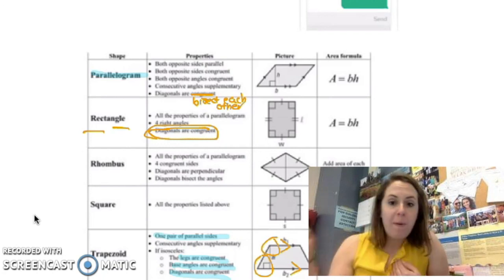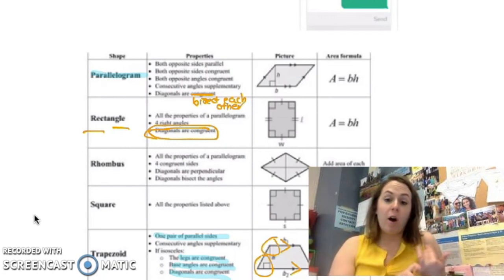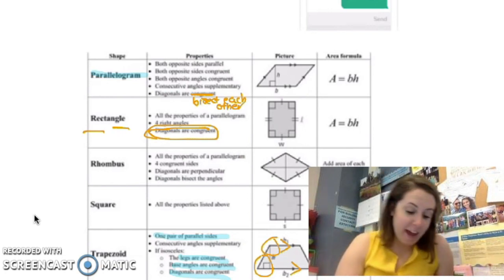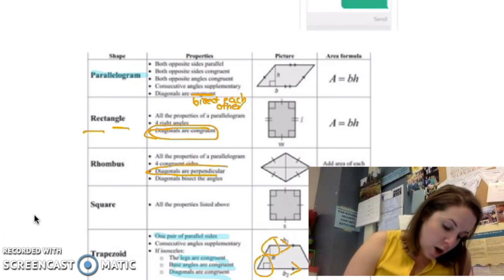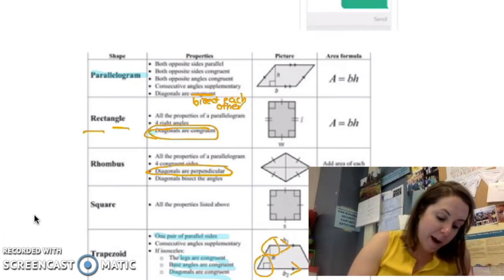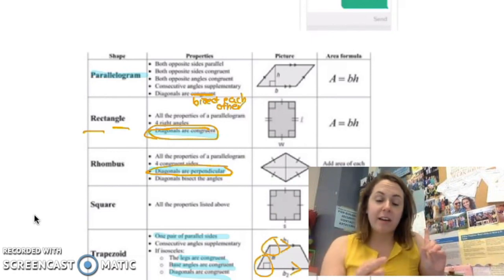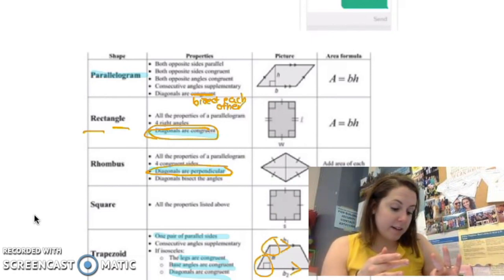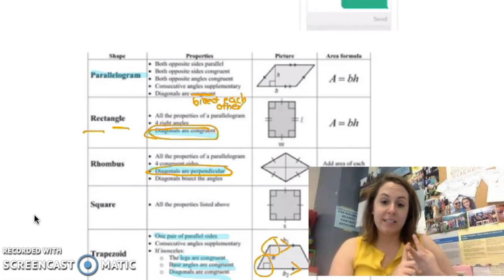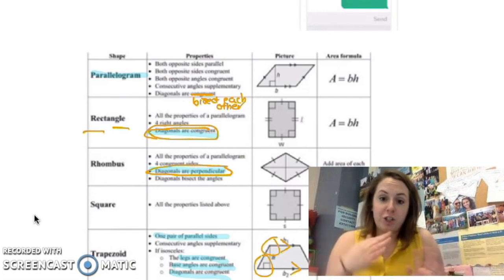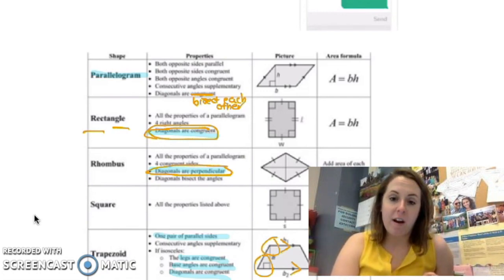For a rhombus, all the properties of a parallelogram, and then all congruent sides, diagonals are perpendicular, and diagonals bisect the angles. And again, this property always comes up on the Regents. If there were 2 properties that I would say make sure you have memorized, it would be those 2. Rectangles have congruent diagonals, and rhombuses have perpendicular diagonals. And then a square is a rectangle, is a rhombus, is a parallelogram, is a trapezoid. So a square has all of those properties. A square does not have unique properties. It just has all the properties of the other shapes that it also is.